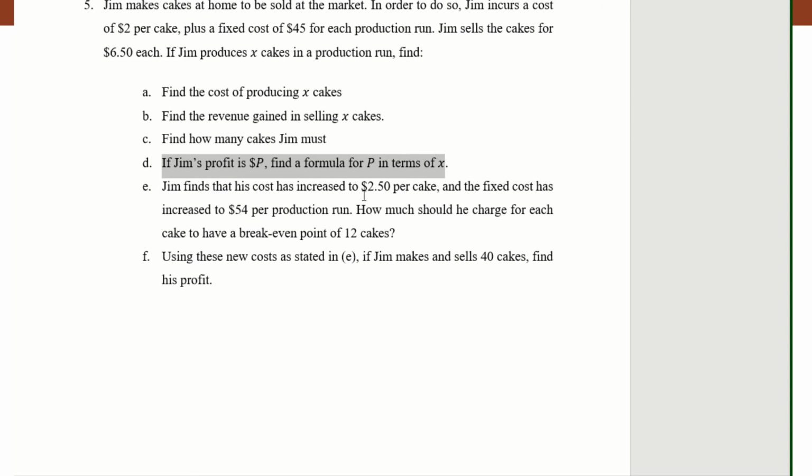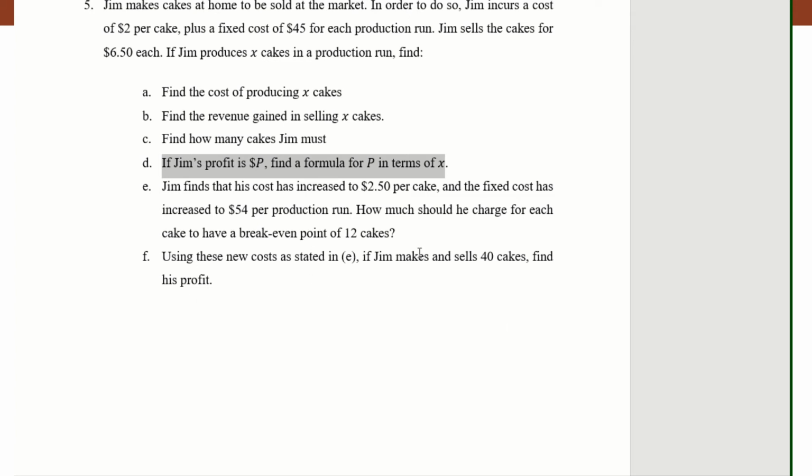The costs have increased to this much, so you find the new cost, which is 2.5x plus 54. Substitute 12 inside, you will get 84. So the cost of producing 12 cakes is 84. So if it's break even, revenue is also 84. So 84 divided by 12, you will get the selling price for each.